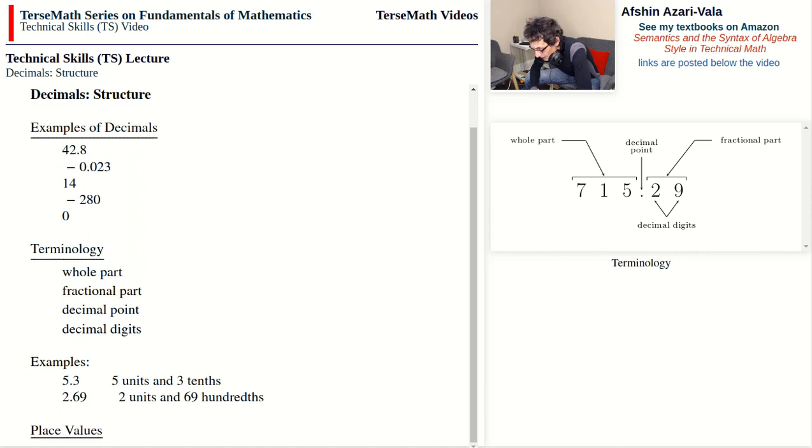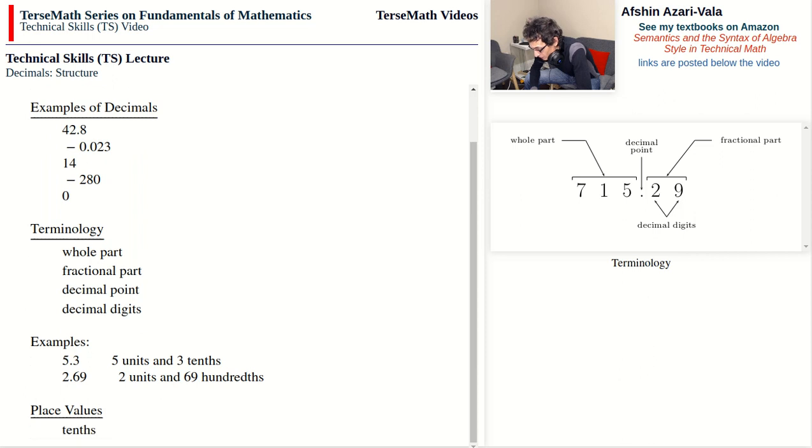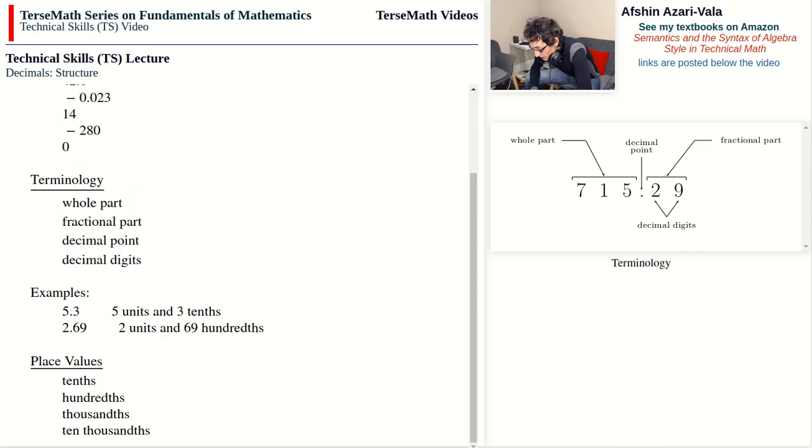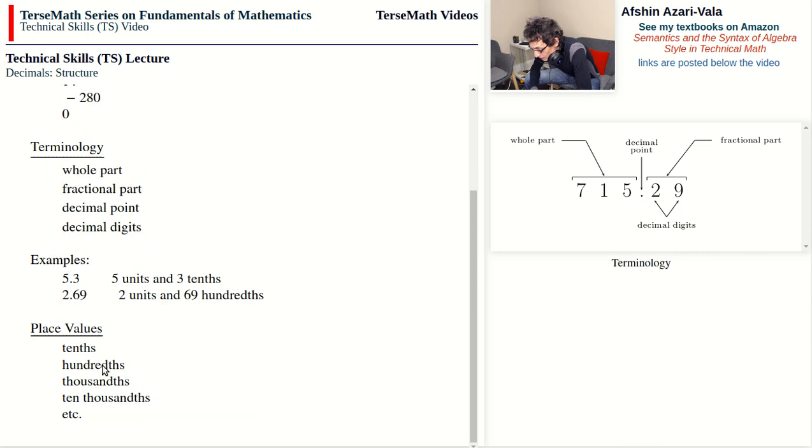All right, next we have place values, and we are talking here about tenths, hundredths, thousandths, ten-thousandths, and so on. And you notice the difference between these words and also the words that we used to talk about place values in natural numbers is that these ones end in th. So we are talking about a tenth and not a ten. We are talking about a hundredth and not a hundred.